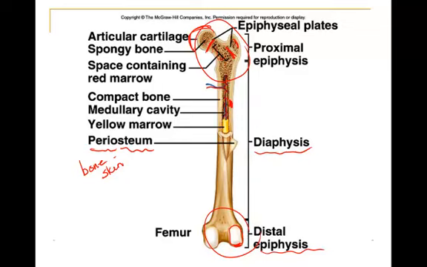Okay. The medullary cavity is the central portion that would be hollow if we took out the marrow. Marrow is a storage of fat for us, and we'll talk about red and yellow marrow shortly.